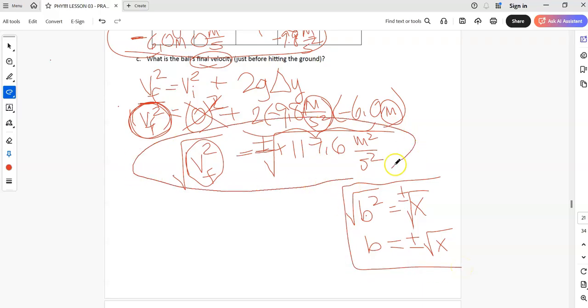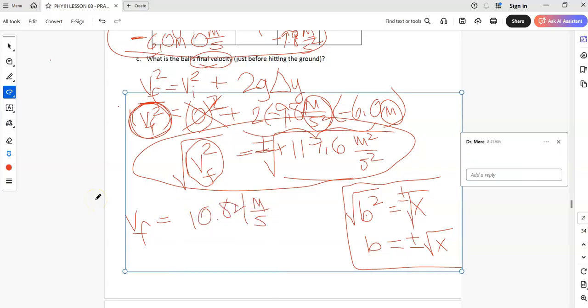So we have this problem, we plug it into the calculator to get the square root, and it says that our final velocity is equal to 10.84 meters per second. And you might say, okay, that sounds fine, but you have to remember that could be either the positive version of that or the negative version of that, which means that when you make your final decision, you have to think, okay, what actually happened in this problem?